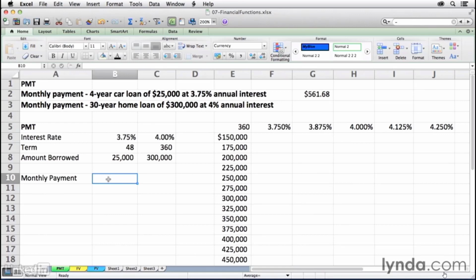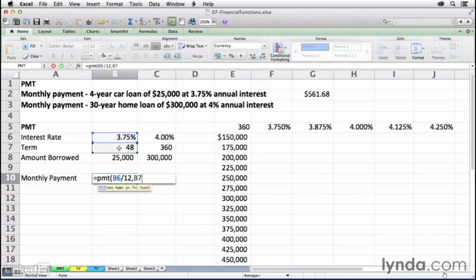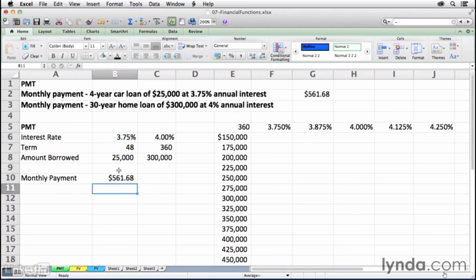So let's set up this PMT function right here with the data above. Here's the rate, /12, comma, 48 months, cell B7, comma, and the amount borrowed, let's put in a leading minus if we want that result to be a positive entry. We're going to be seeing the same number we saw before. 561.68. As we drag this to the right, the same kind of calculation will work on the cells above.